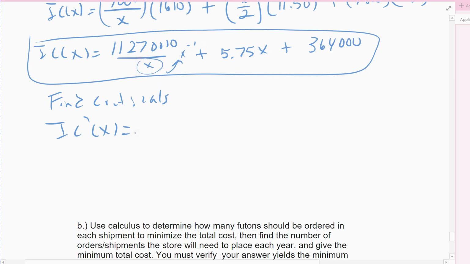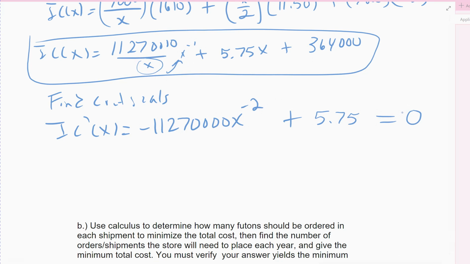So I get a really big negative number. I get -11270000 x to the -2, plus my small number from my storage fee. Purchasing zeros out. Set it equal to 0 and solve. And so you're always going to get a big negative number, x raised to the -2, plus a small number, and that's what you set equal to 0.